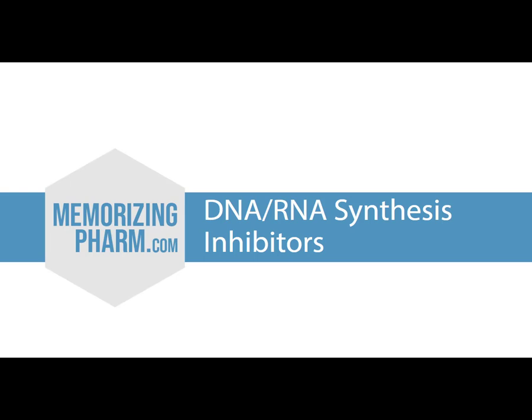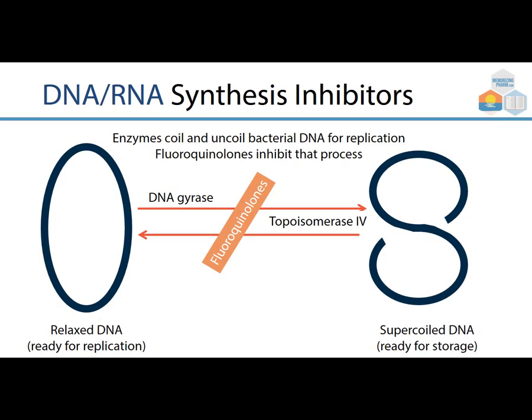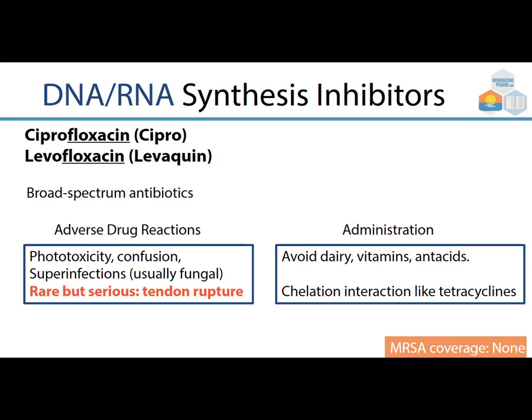The DNA RNA synthesis inhibitors, so the example we'll use are the fluoroquinolones, and we'll get to the actual drugs in a sec. But enzymes coil and uncoil bacterial DNA for replication. So fluoroquinolones inhibit that process with DNA gyrase and topoisomerase 4. So you've got relaxed DNA, which is ready for replication, and supercoiled DNA, which is ready for storage. Remember S for storage.